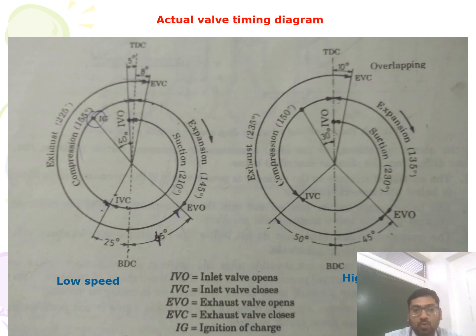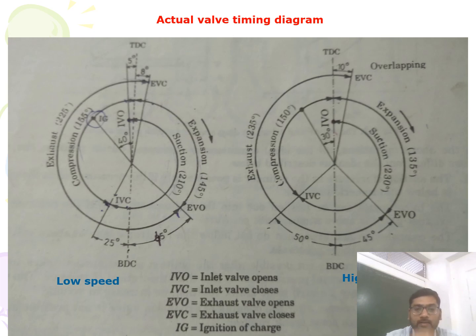Students, this valve overlapping should be optimum, not too little, not too high. This overlap must not be so excessive as to allow burnt gases to be sucked into the intake manifold, or fresh charge to escape to the exhaust valve. The exhaust valve opens 25 degrees before the BDC and closes 5 degrees after TDC for the low speed engine, while it opens 45 degrees before the BDC and closes 20 degrees after the TDC for the high speed engine, as you can see in the figure.